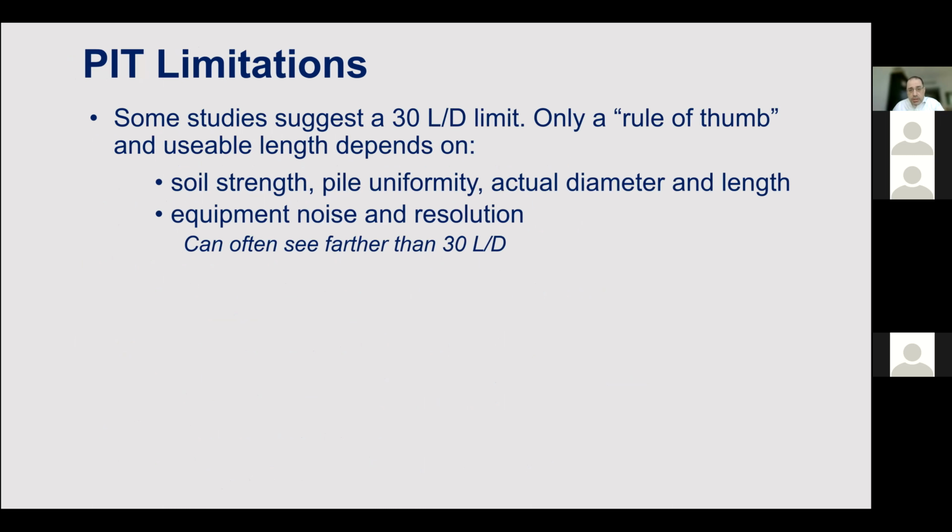As far as the limitations go, there can be limitations on the length over diameter ratio. Usually a rule of thumb is 30, but if there are good conditions, you can see more than that, 40 or even 50 L/D.